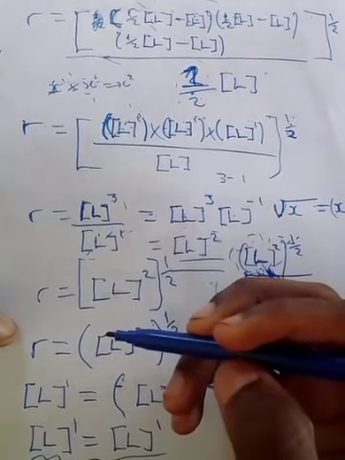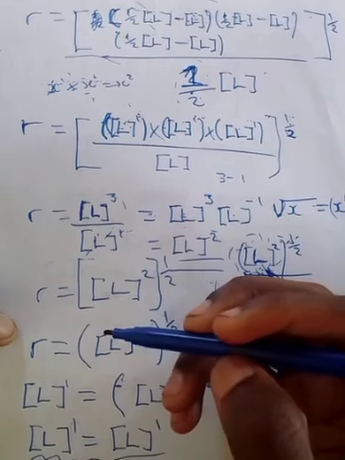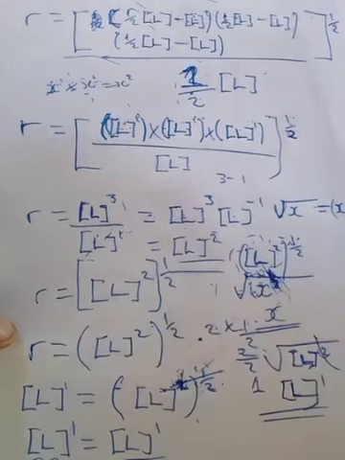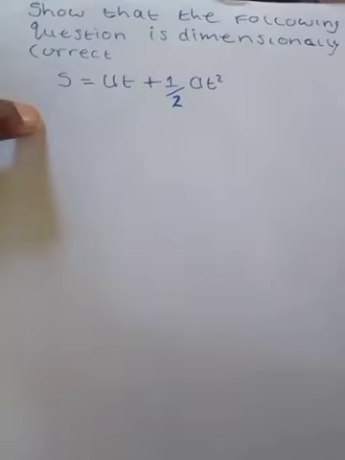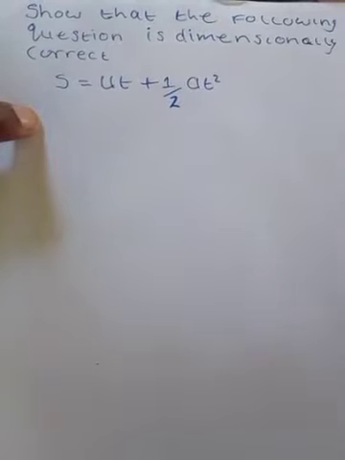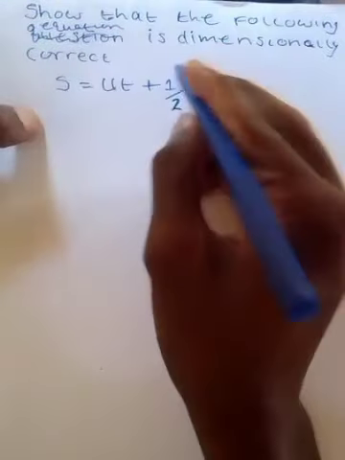Okay, so here comes the question. The question is saying: show that the following equation is dimensionally correct. You are supposed to write the equation. This equation is of linear motion in kinematics.